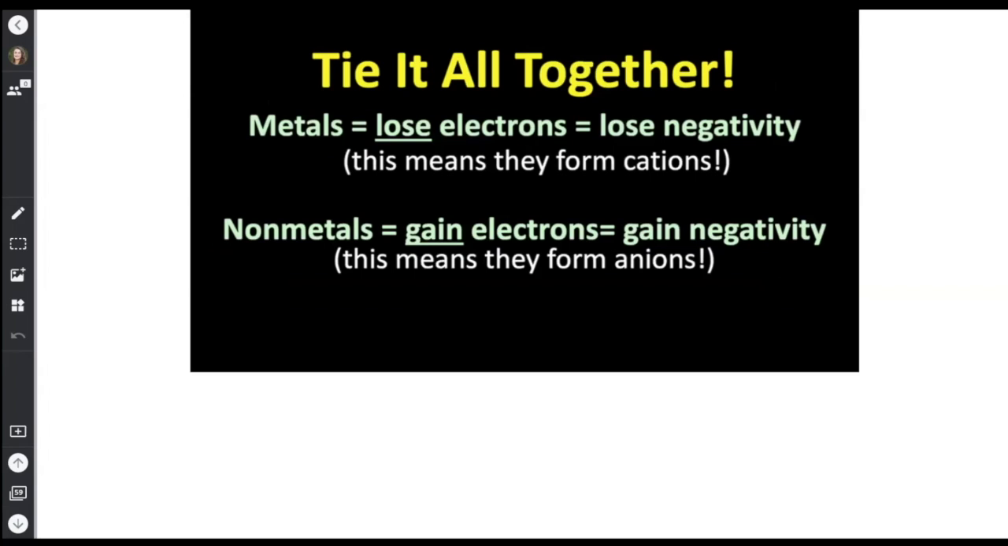All right, so tying it together, we know that our metals are on the left side of the periodic table, and they lose electrons. So when they lose the negativity, they become positive. All right, which means they form cations. Non-metals gain electrons. They gain negativity. That means they're negative. So look, non-positive. Little reminder key. Non-metals are non-positive.